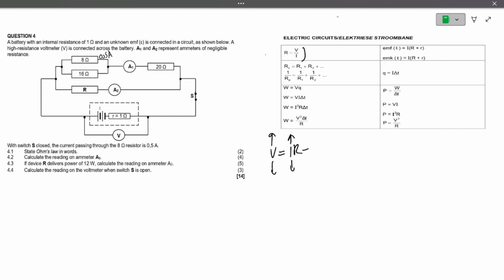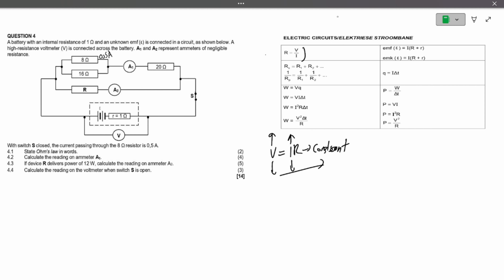Why are we not talking about the resistor? It is because the resistance of a resistor remains constant. So that's why we say the potential difference across a conductor is directly proportional to the current passing through the conductor, provided the temperature remains constant. So that's how we define Ohm's law.